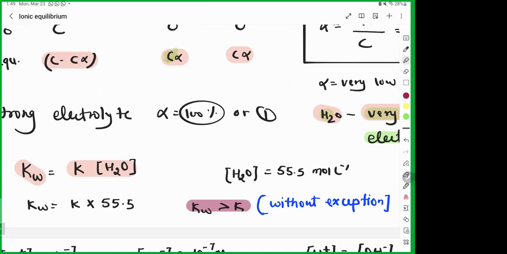Yes, sir. Why is the Kw value always greater than K without exception? Because you are multiplying K with 55.5. Correct? So logically we can say that Kw is greater than K. Why? Because you are multiplying with a number bigger than 1. Make sense?